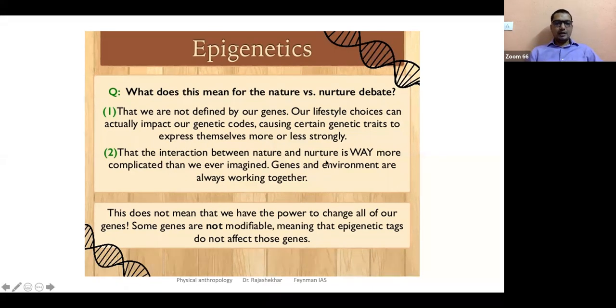The interaction between nature and nurture is way more complicated than we ever imagined. So now it is getting more complex. We said, okay, DNA is playing a role or environment is playing a role. But now we are asking this question. It is not just the DNA and nurture, but also changes happening to the DNA on top of the genetic structure. So this is further complicating the process. Genes and environment are always working together, so it is very difficult to tease them apart. Yes, we can identify whether nature is more significant or nurture is more significant to a certain extent, but they both act together. Genes and environment are always working together. Okay, right.